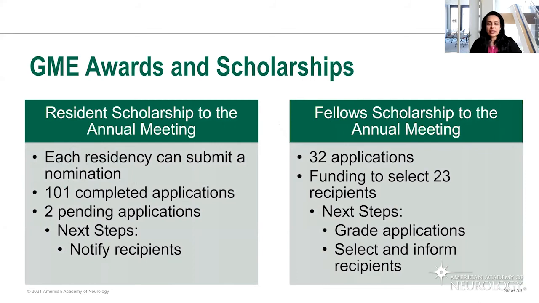As you know, we have our resident scholarship to the annual meeting and our fellow scholarship to the annual meeting. We currently have 101 completed applications. We have 2 pending, as we're waiting on a few program director letters of recommendation. In the next day, we will be sending emails out to those residents letting them know that they have received the scholarship, and then we will take care of registering them for the annual meeting. If they've already registered, we'll reimburse them the way they paid for the meeting. So if they paid with their credit card, the refund will go back to that credit card that was used for the payment.